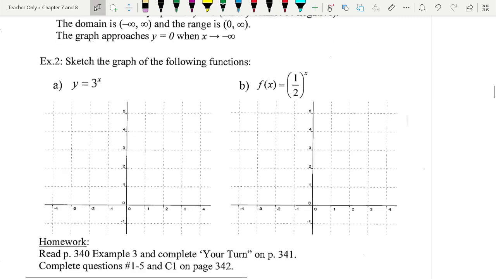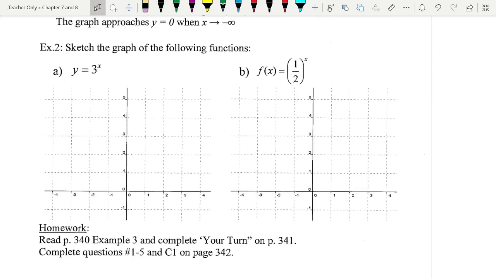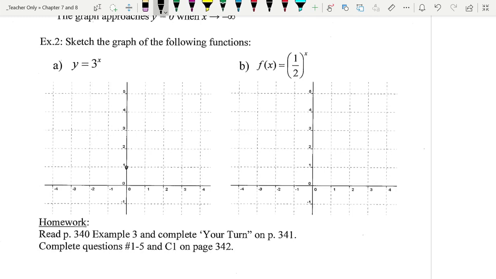What happens if we change the base up? Well, notice 3 to the power of 0 is still 1, so that point doesn't change. All that happens is this graph gets steeper. Instead of 1 becoming 2, 1 becomes 3. 2 becomes 9, so I'm already way up there someplace.